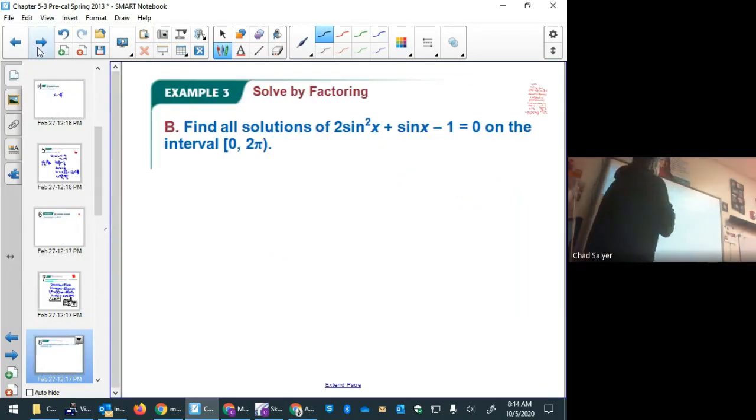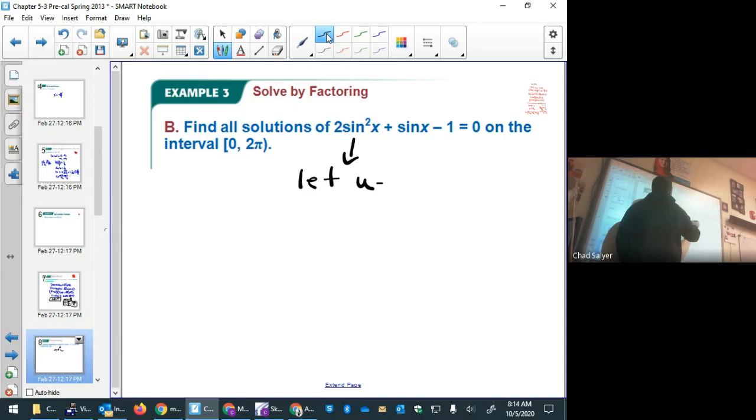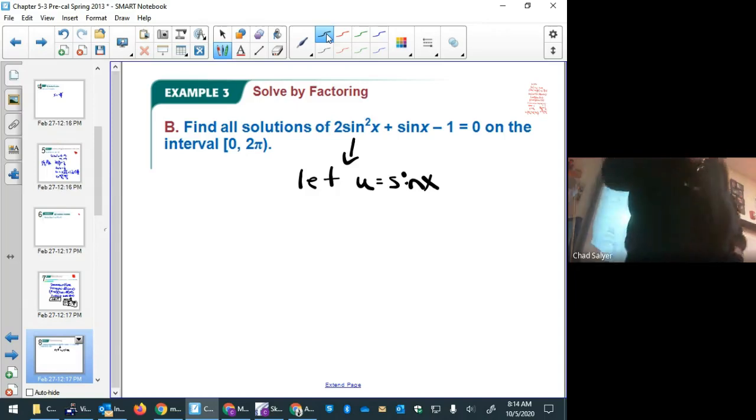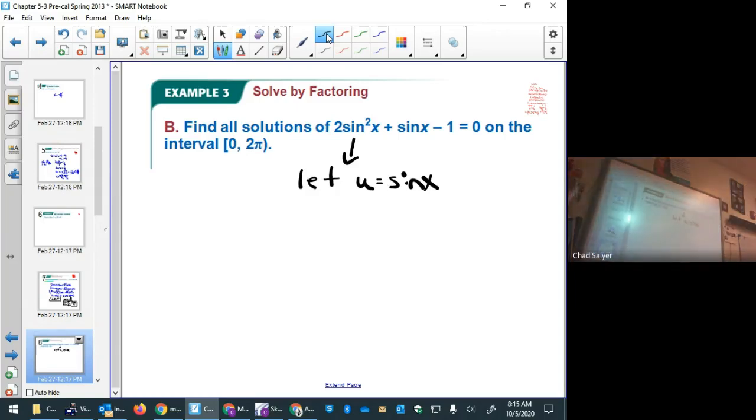So here's one for you, and I'm going to give you a hint. Use a u sub. So let u equal sine x. Solve it like a quadratic. Plug sine of x back in. Give you guys about a minute to work on that one. Once you're finished, compare answers with the folks at your table.